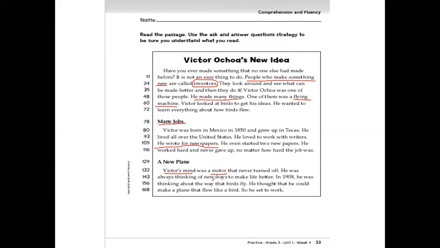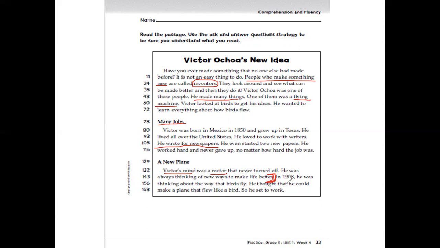He was always thinking of new ways to make life better. So what happened because of that? Let's see. In 1809, he was thinking about the way that birds fly. He thought that he could make a plane that flew like a bird, so he set to work.